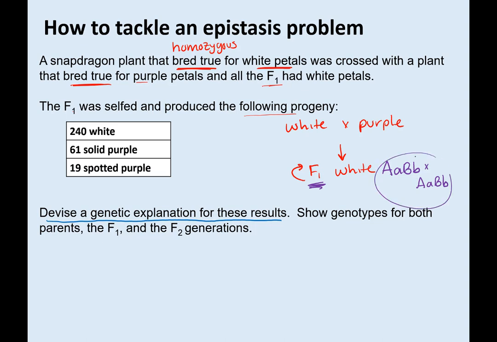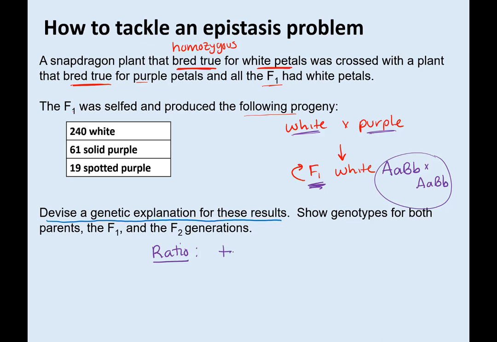So I know these guys' genotypes. I don't know the parents yet, and I'll show you why. Okay, so now I kind of have what's going on a little bit. And now what I'm going to do is figure out my ratios.